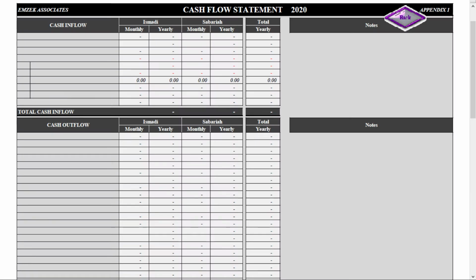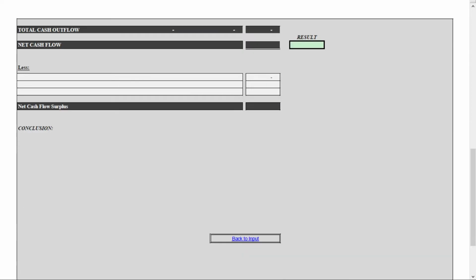Right. First, let's look at the structure of a cash flow statement for a period of 1 year. The cash flow statement consists of cash inflow, which is the income, and cash outflow, which is the expenses. The net cash flow is calculated by deducting cash outflow from cash inflow, and the result can be surplus, deficit, or equilibrium.